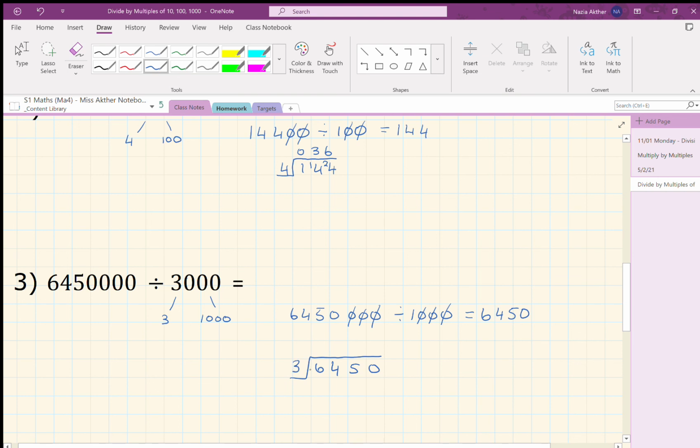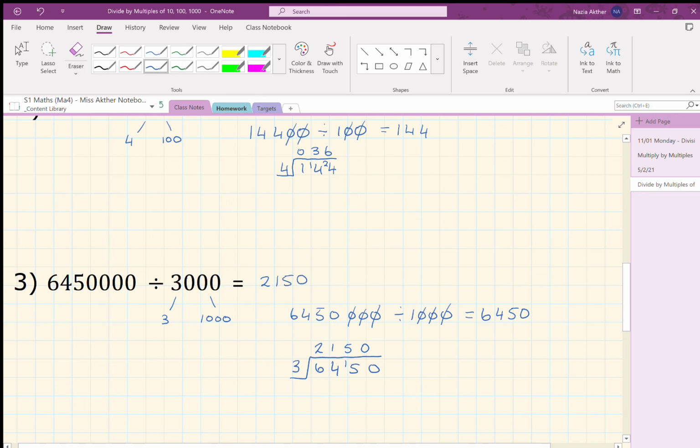3 goes into 6 2 times, because 3 times 2 is 6. 3 goes into 4 once, and we're left with a remainder of 1, which we carry over. And then 3 goes into 15 5 times. And then finally, 3 goes into 0 0 times. So our final answer is 2,150.